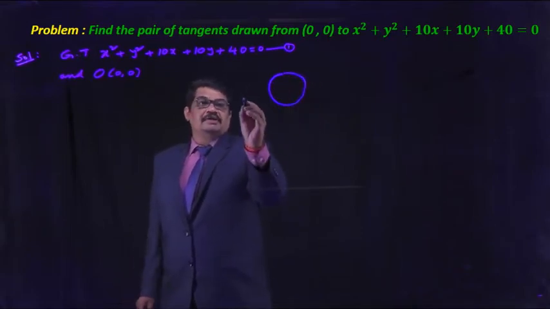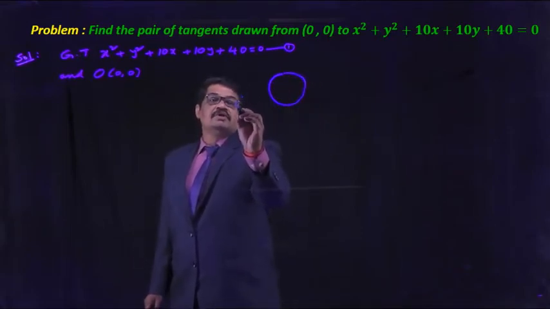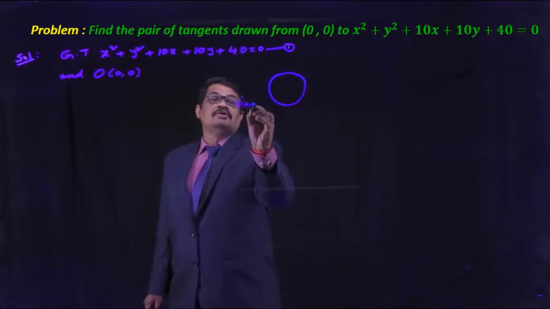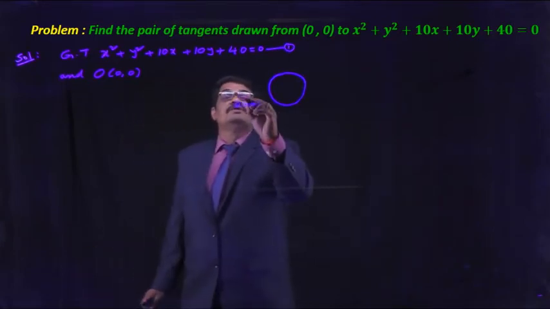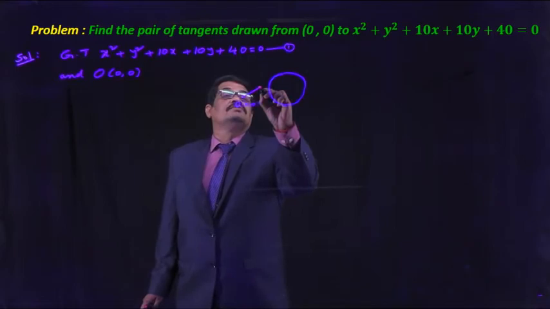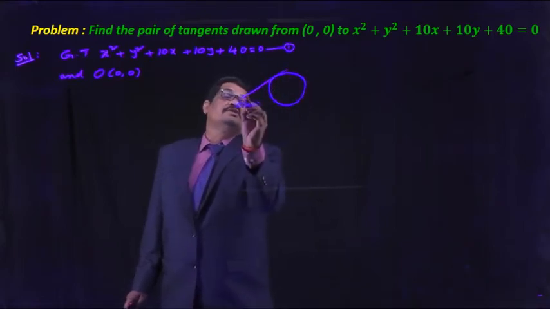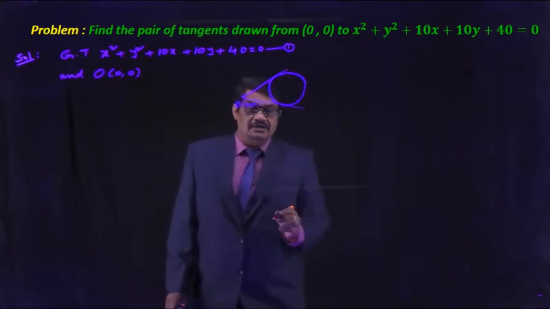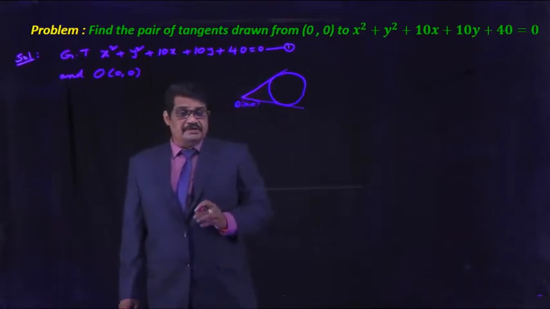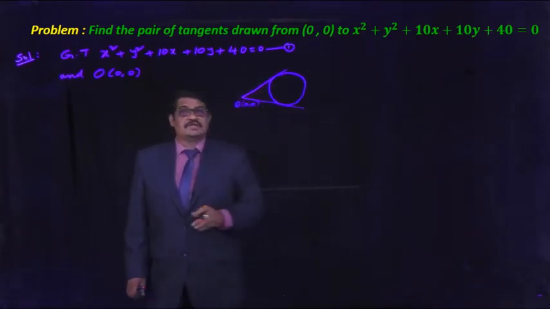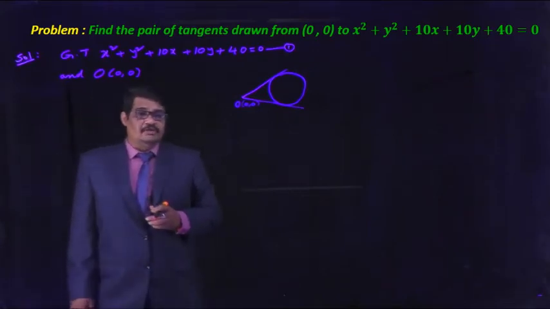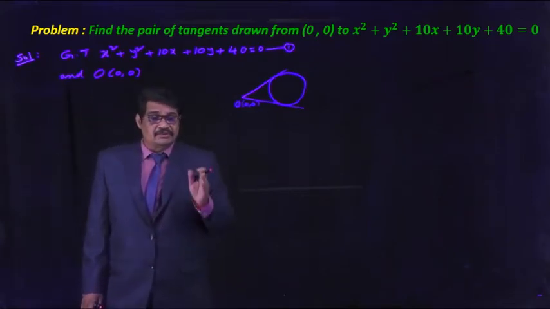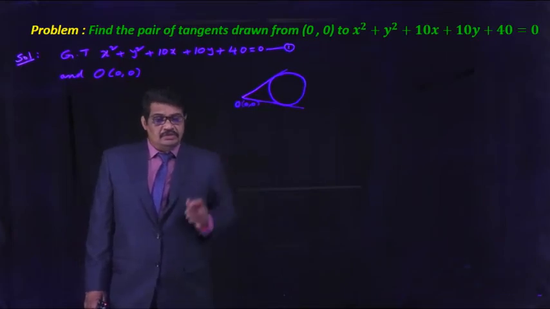Now we are writing the tangents from the point origin, that is (0, 0), to the circle. This is one tangent and this is another tangent. These are the pair of tangents from the origin to the circle. Now what is the formula for finding the pair of tangents? S1 square is equal to S into S11.